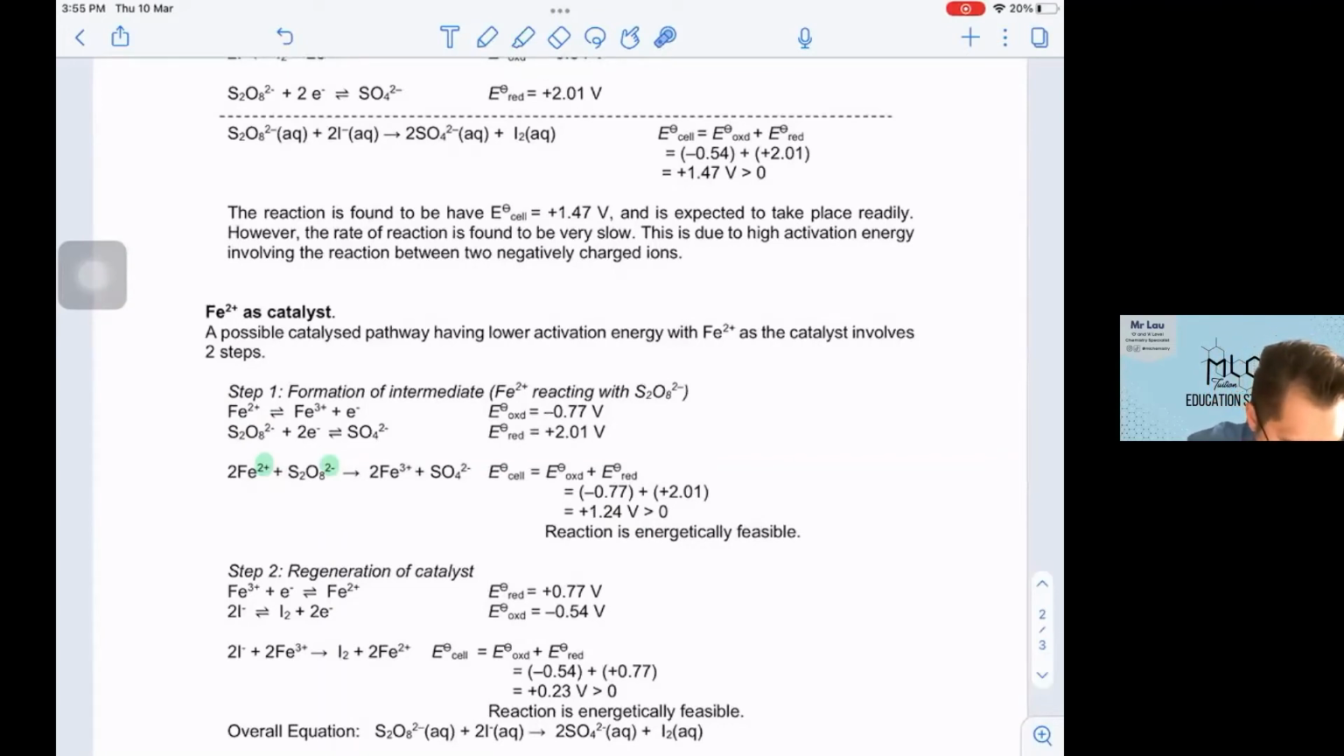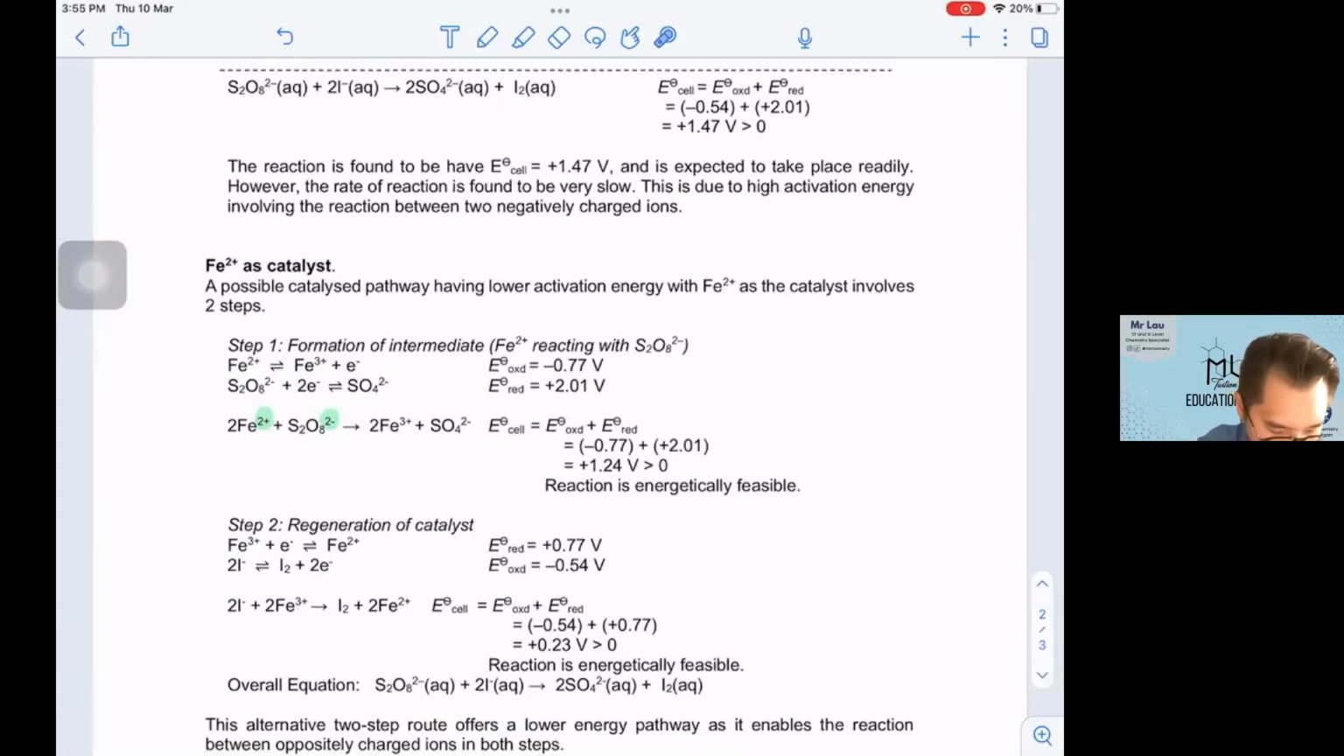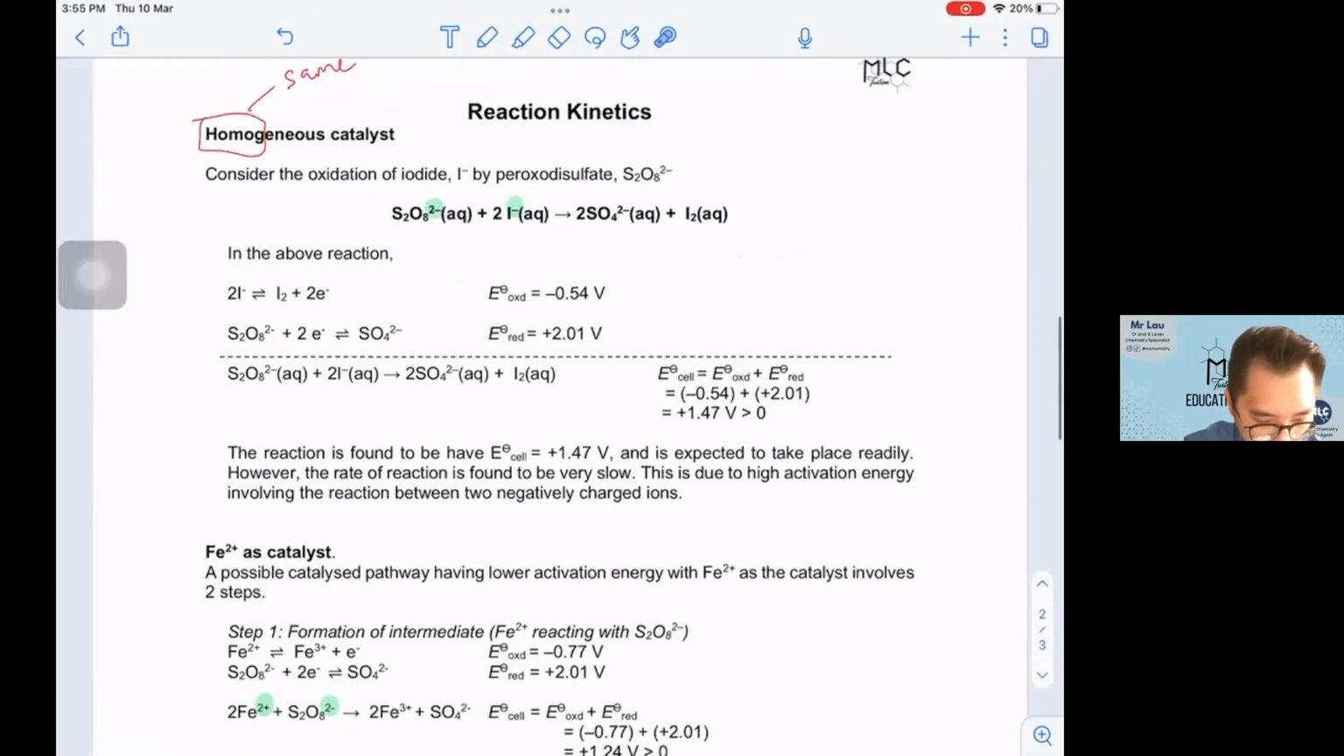Once your Fe2 plus brings the S2O8 2 minus over to form your sulfate, your Fe2 plus will be oxidized to Fe3 plus. So Fe3 plus will now be the catalyst that brings your iodide to the other side of the equation. Your Fe3 plus will get reduced back to Fe2 plus, so your catalyst is regenerated. In this case, your iodide will be oxidized to iodine. So the end result is you achieve the same effect. Your peroxydisulfate becomes sulfate, your iodide becomes iodine.